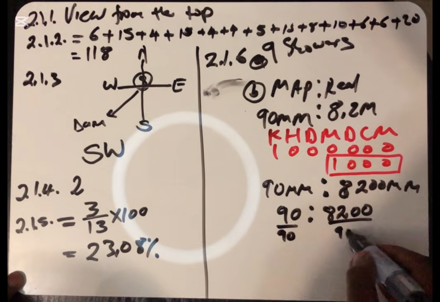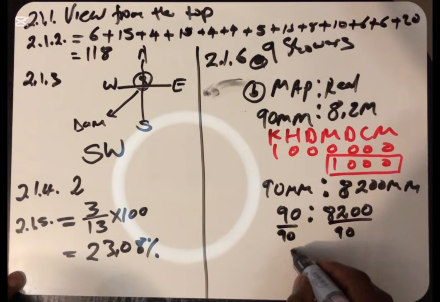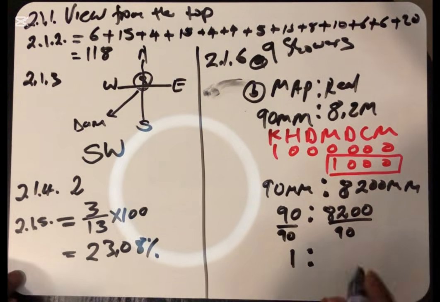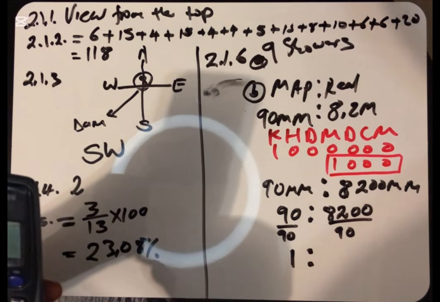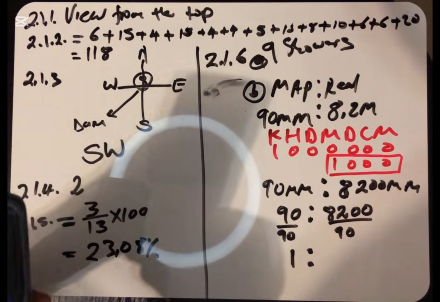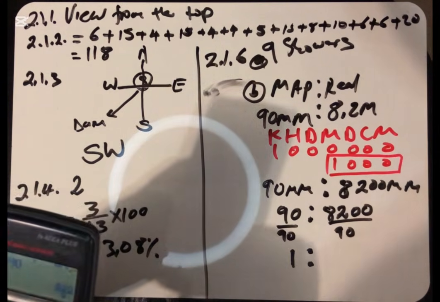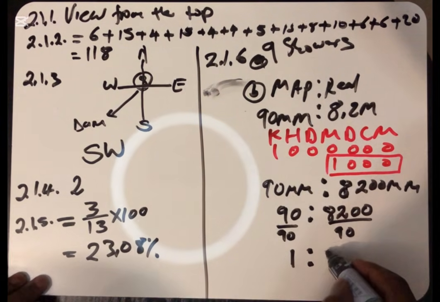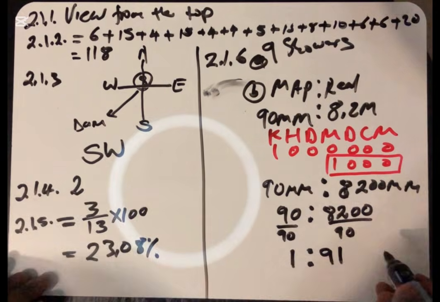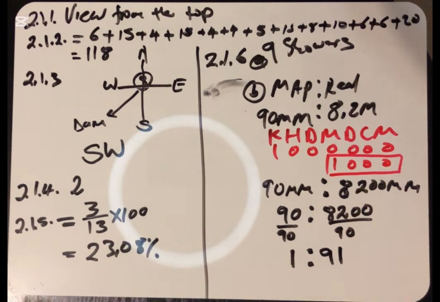90 divided by 90 is 1. Is to what? 8,200 divided by 90. We found that our answer is 91,11111. So we just round down to be 91. They said to the nearest whole number. Don't forget, this is our scale: 1 unit on the map represents 91 units in real life. Then C.